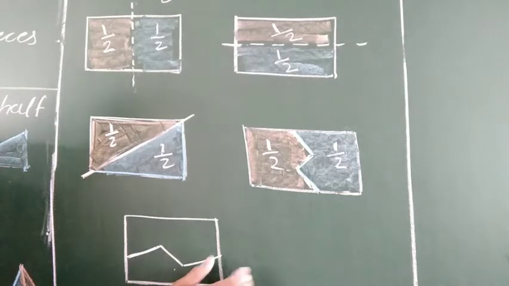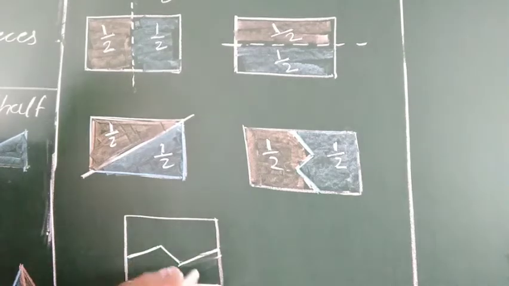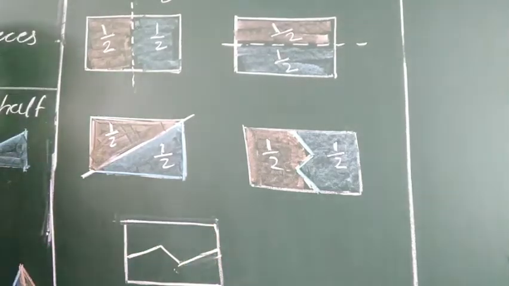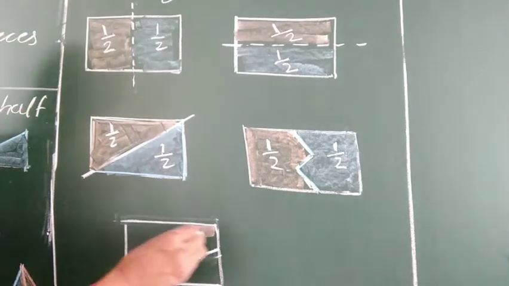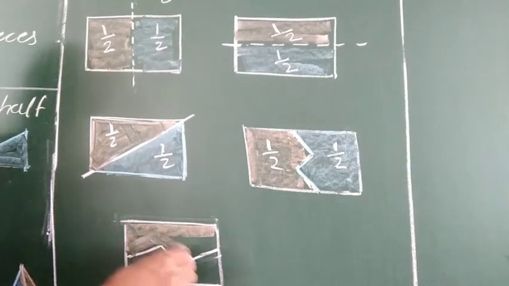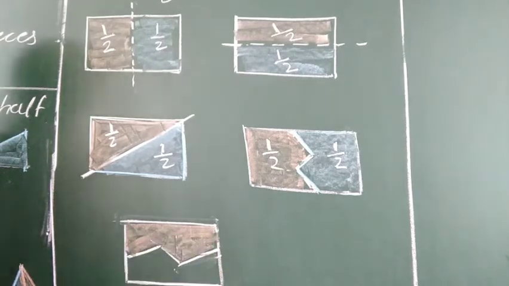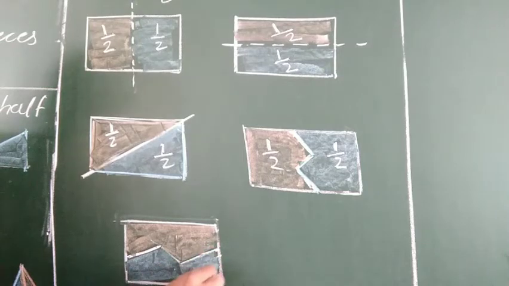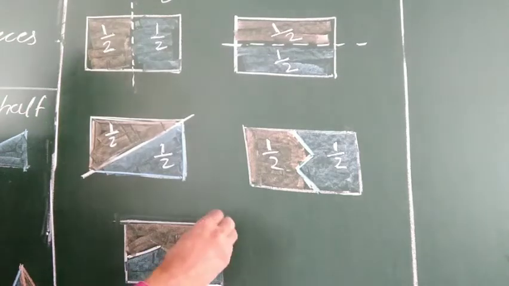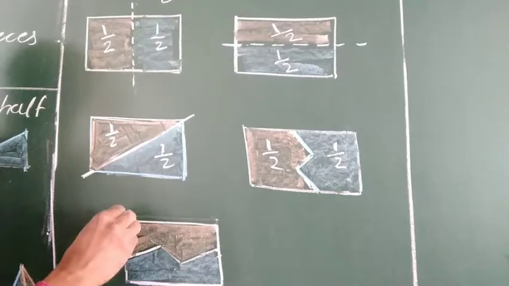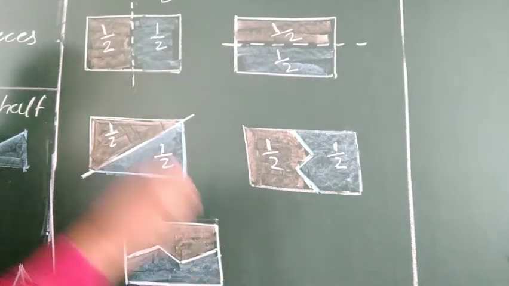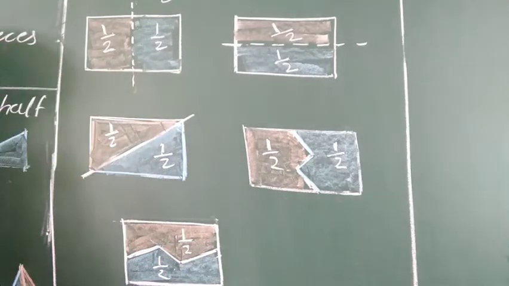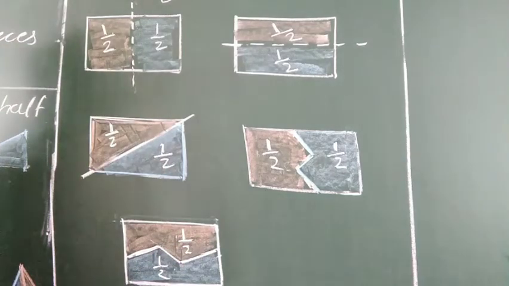Now one more different way, see. It is one more different way of making the half shape. So this part is one half, this part is one half and this part is another half. Okay. Now see, these are the 5 different ways to cut the rectangle into half. So what we can say, this is one half and this is another half. So these are the ways of cutting a rectangle into half.